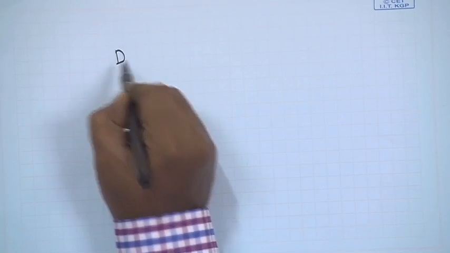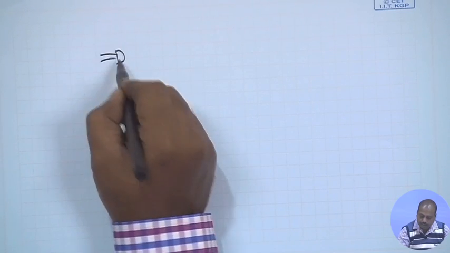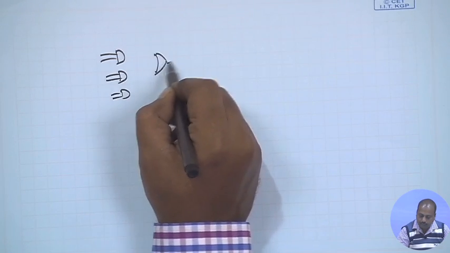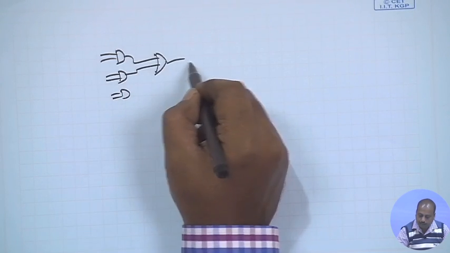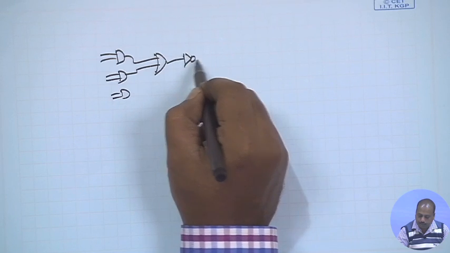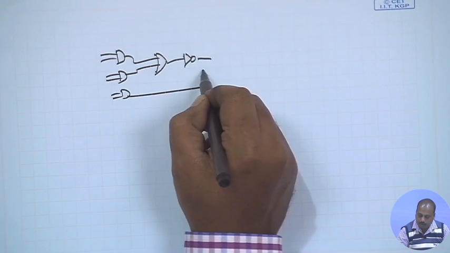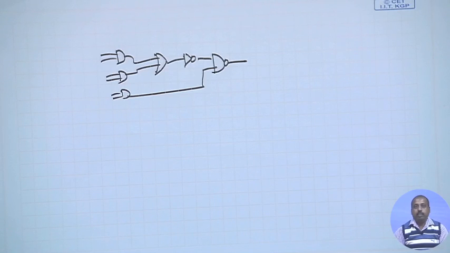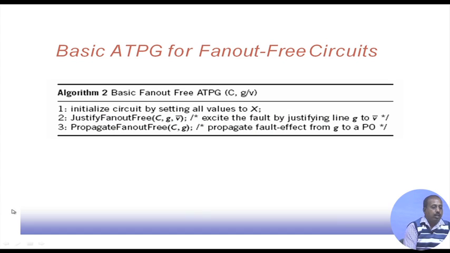So, you have some gates at the first level, then these inputs are coming there, then you have some gate at the next level, then maybe some other gates after that, but there is never going to be a fan out. If you do not have these fan outs, then we can very easily have an ATPG algorithm.